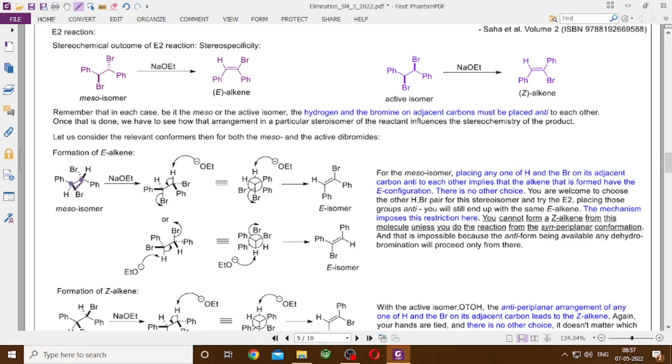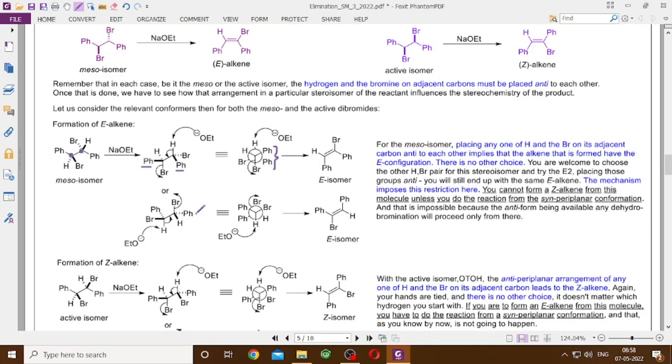So if you think that this is the alpha carbon, then this bromine is anti, this beta hydrogen is anti. You can see that in the conformation the two phenyls are on the same side, and in the Newman projection it is clearly visible, and when you eliminate that you get the E isomer. Doing the reaction with ethoxide, it will lead to the formation of the same E isomer.